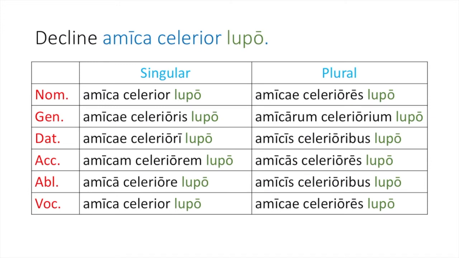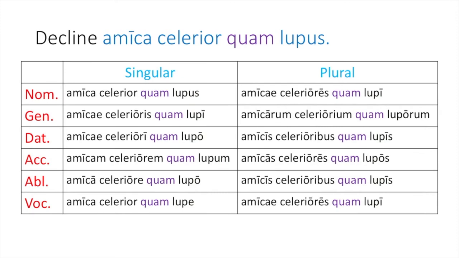So with the ablative of comparison, remember that lupo is always going to be ablative because that's the thing we're comparing the amica to. However, with quam, the wolf and the friend stay the same case. So it would be amica celerior quam lupus, amicae celerioris quam lupi. The case will stay the same and we won't have the ablative of comparison.